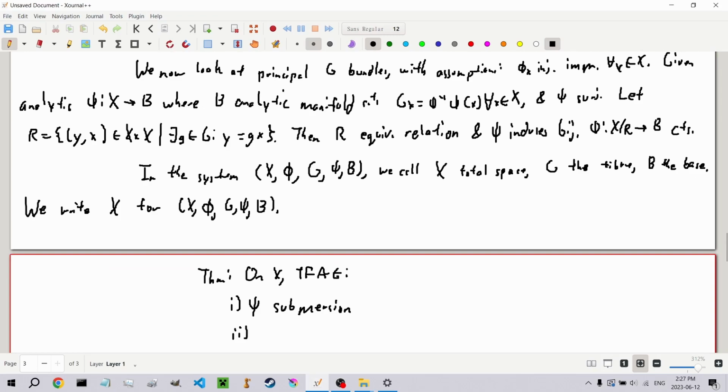Secondly, R is a regular equivalence relation, and C bar is an analytic isomorphism.